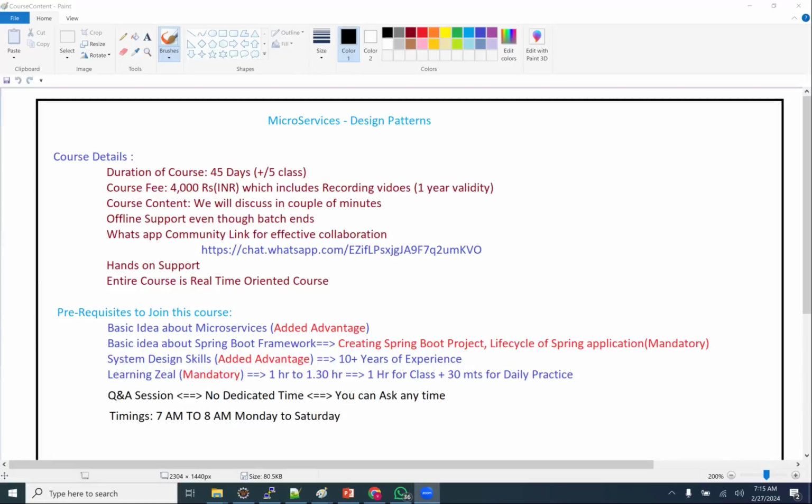Maybe you can take that scenario, shoot an email. We will make sure that I will give a reply, and you will understand from there. So offline support also will be there, even though the batch ends.